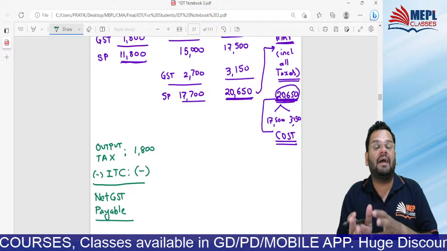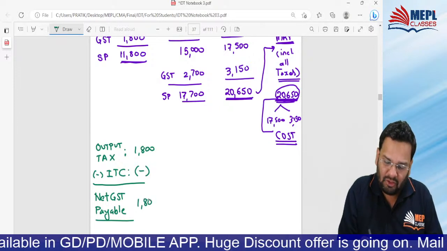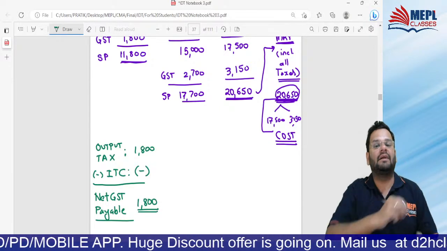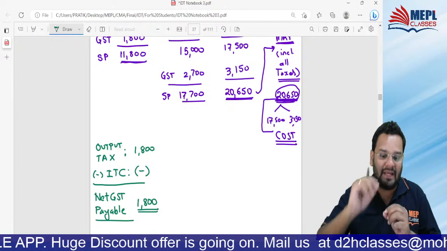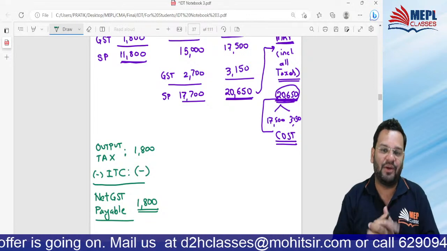A had not paid anything on purchases. So net A will pay to the government 1800 rupees. Did you all get the point?